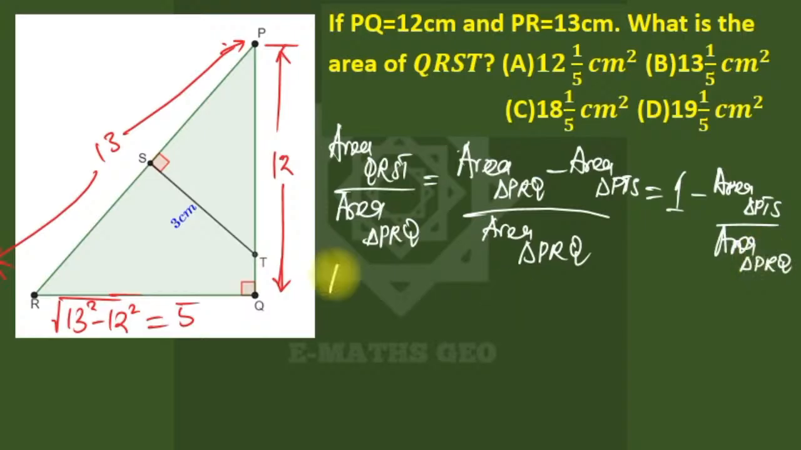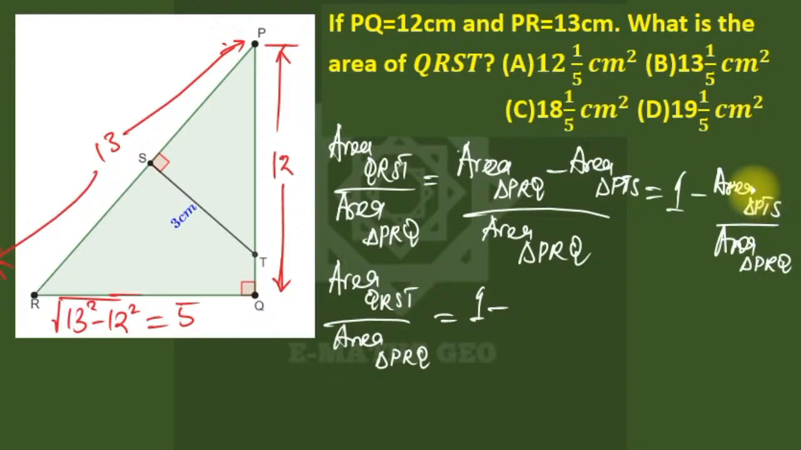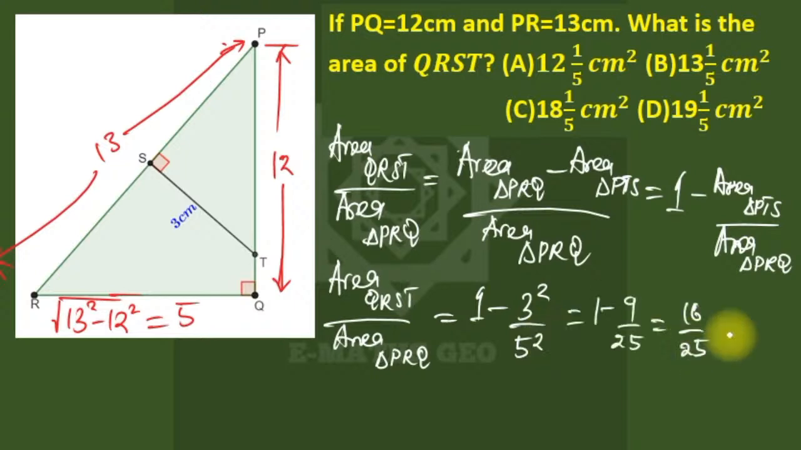So we're looking for the area. Let's just write QRST over triangle PRQ. So this is 1 minus, what's PT? The ratio of areas of similar triangles is the ratio of the squares of the corresponding sides. So for PST it is 3 squared over 5 squared, which is 1 minus 9 over 25, which is 16 over 25.